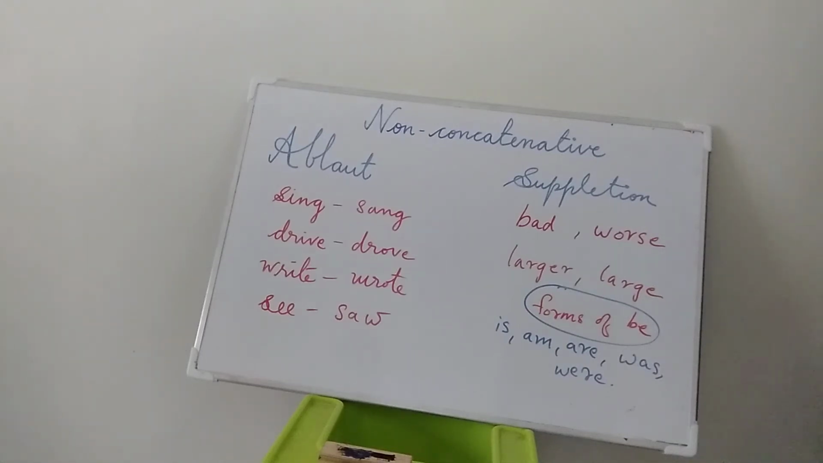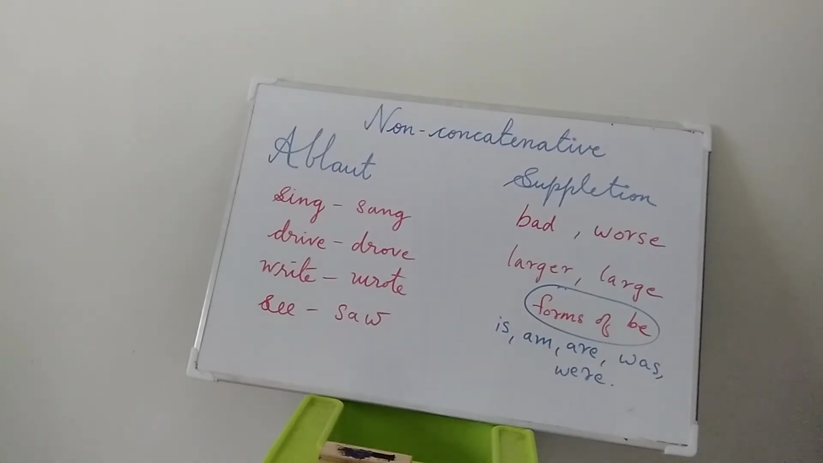Dear students, we have been learning the difference between concatenative processes and non-concatenative processes. We already learned the first non-concatenative process, that is reduplication, and we came across two types of reduplication, namely total reduplication and partial reduplication. Today we are going to learn the remaining two non-concatenative processes. The first one is ablaut and the second one is suppletion.